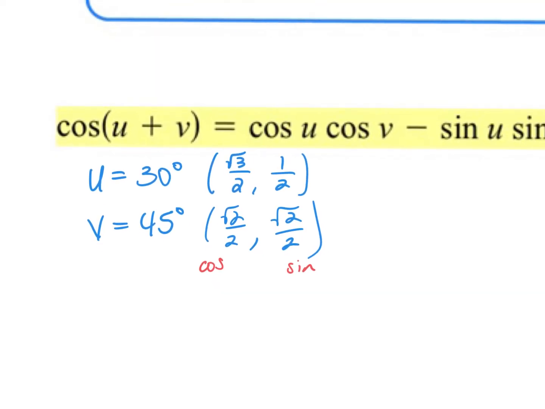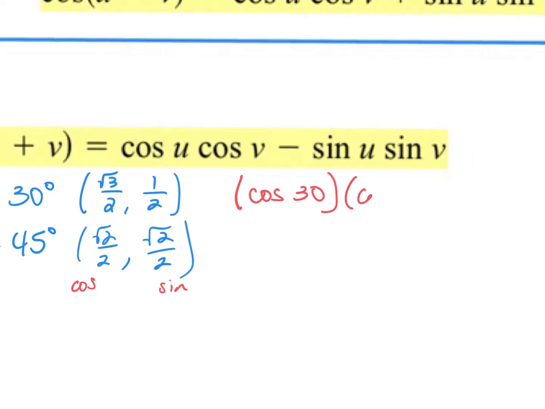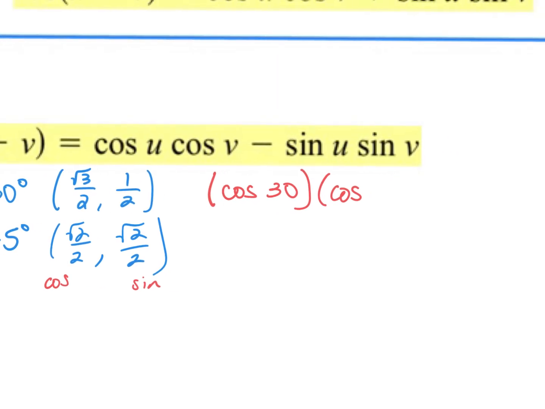The formula for when you take two angles and add them together to find the cosine is the cosine of u. So I'm simply going to write down the cosine of u. What is my u angle? Let's even do it this way. Let's do cosine 30. Let's fill it in a little more. Times the cosine of what? 45, okay.